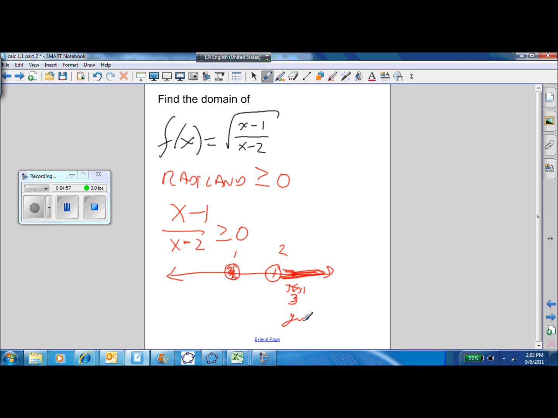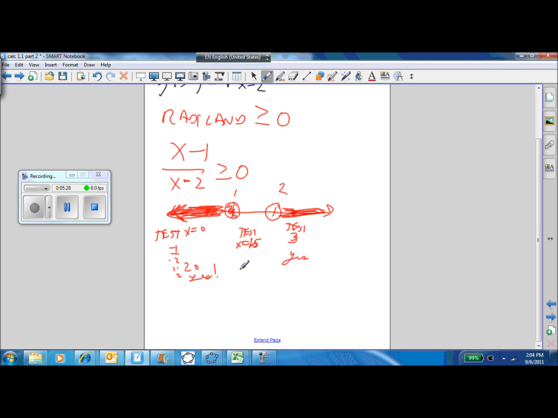So we tested 3, yes. Let's test 0. Test x equals 0. We get negative 1 over negative 2. That's a half, which is greater than or equal to 0. So yes for x equals 0. That means we shade in 0 and anything to the right over here. And finally, we test stuff in between. Test x equals 1.5. So that ends up being 0.5 over negative 0.5.